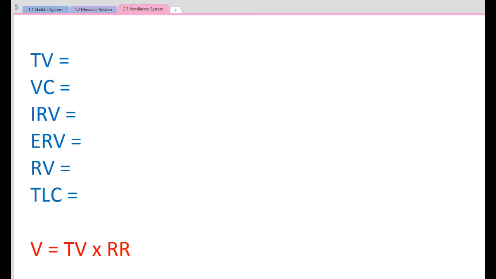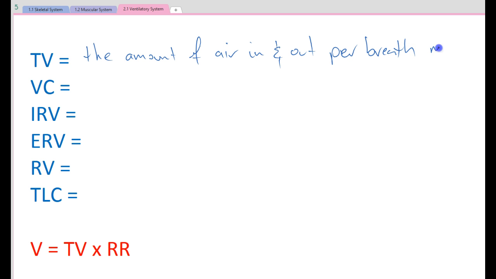So here, writing them out: tidal volume, the amount of air in and out per breath, normally measured in milliliters. Vital capacity is the maximum amount of air that we can breathe in and out per breath.